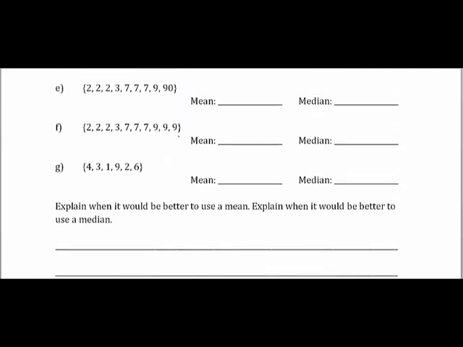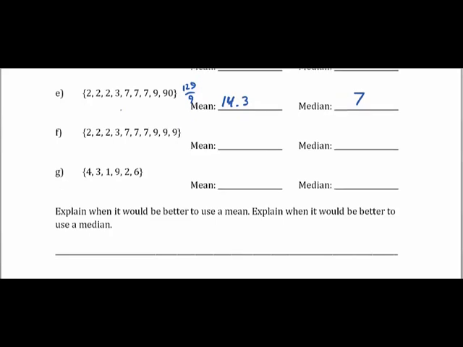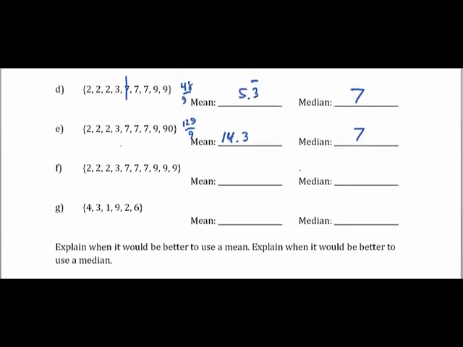Adding up all these numbers, I get a total of 129, and 129 divided by 9 gives me an average of 14.3 repeating, and the median will also be 7. If you compare this versus the previous answer, let's bring this back up here a little bit, you'll notice that by adding a 0 to the last data point, it drastically increased the average to 14.3 repeating. But the median stayed exactly the same, with 4 points on the left, 4 points on the right, showing again the median's resistance to outliers.